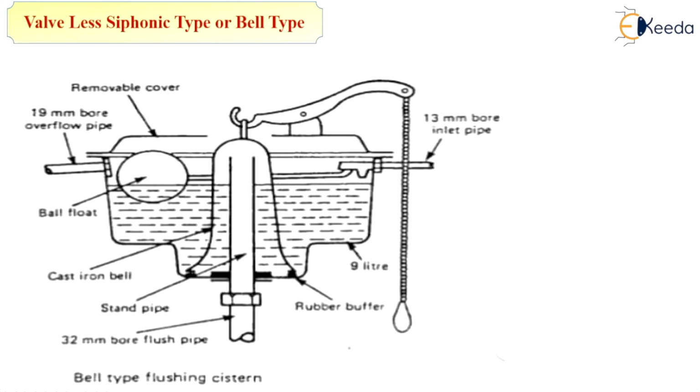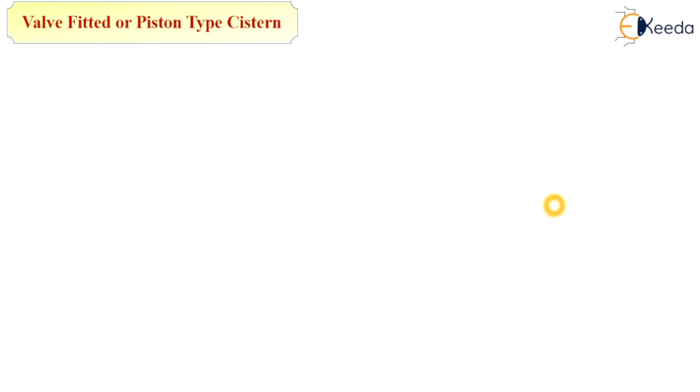So this is the diagram of the bell type flushing system. As you can see, this is the vertical standpipe. This is the cast iron bell. This is the ball float. The capacity of this tank is 9 liters. So when we remove this cover or push this button, then the ball float is removed and the action of flushing the water takes place, as we described in previous slides.